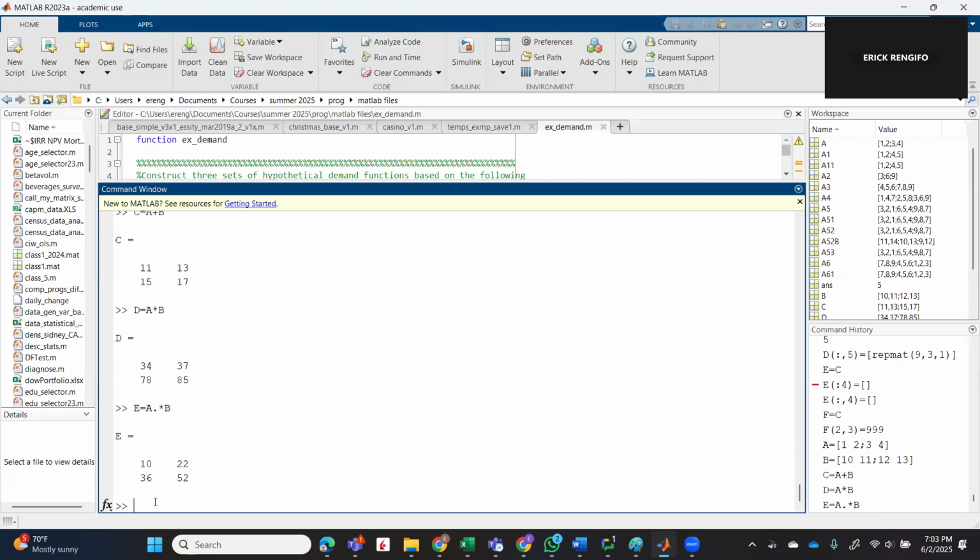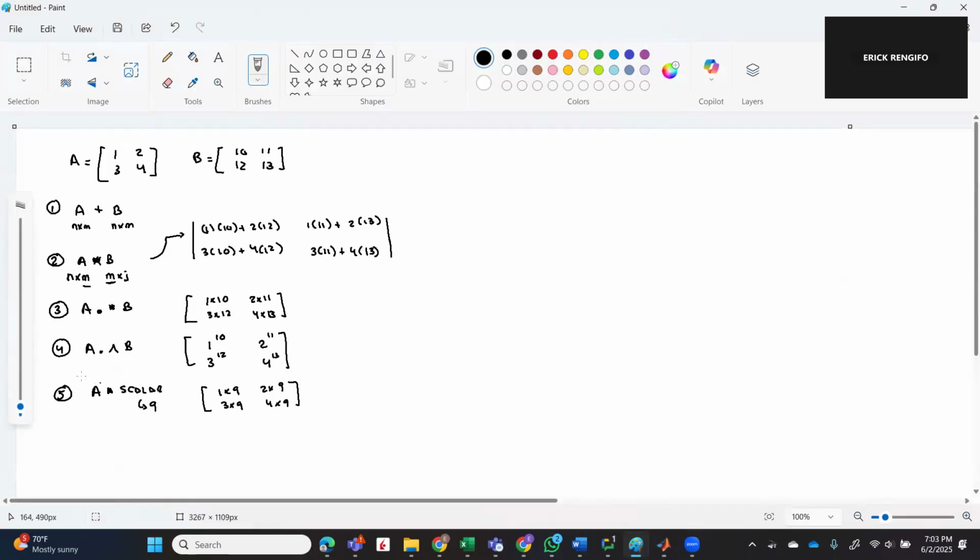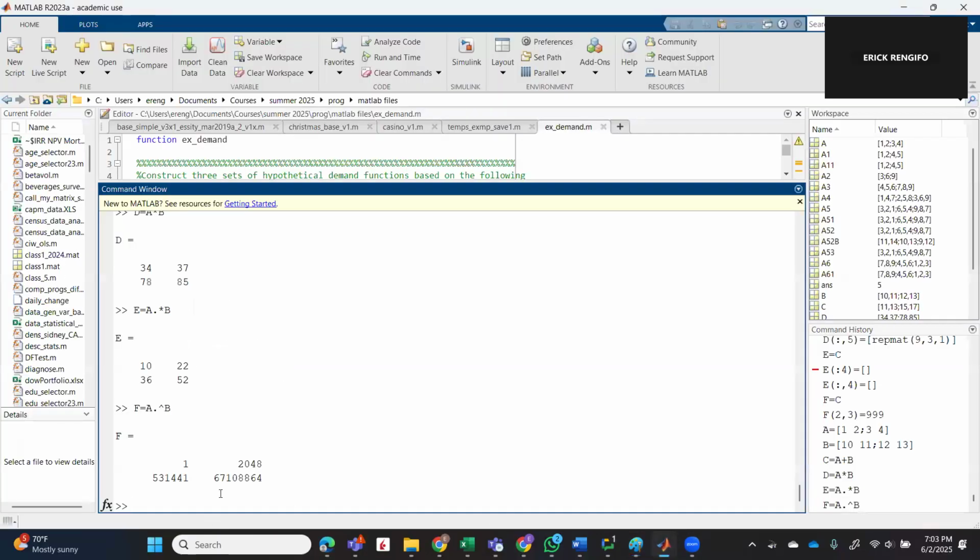Now, the other one, F, was equal to a power, I think, right? A element by element power of B. One to the power of whatever is always 1, while the other ones are big numbers. And then I simply multiply by a scalar. So G is going to be equal to A times, I think I put 9. You know what it does? It simply does element by element multiplication, scalar multiplication. This one here is called scalar multiplication.